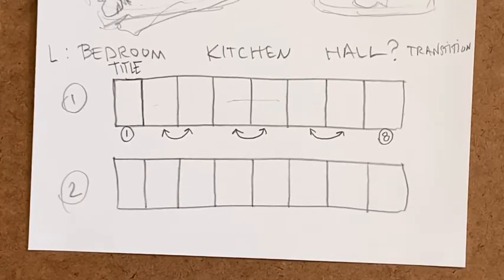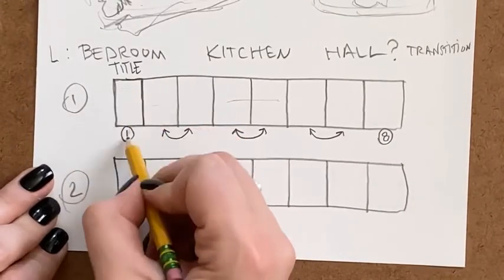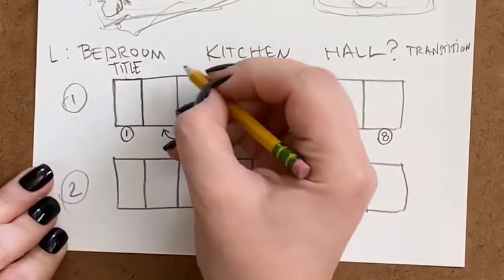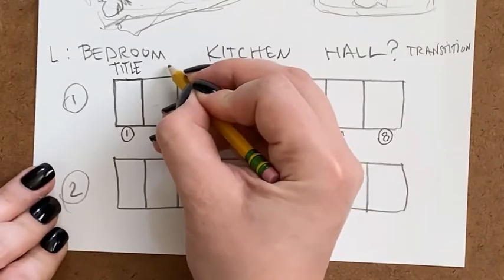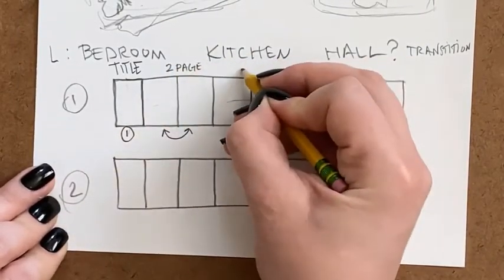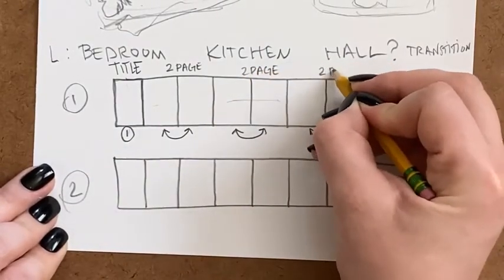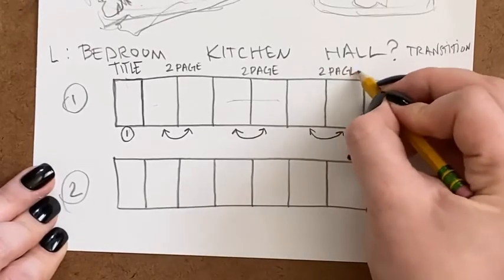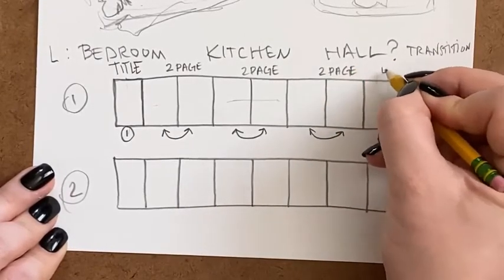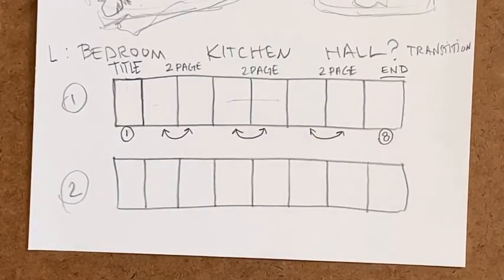All right, so now we get that the title page is a 1-page panel, and then we have a 2-page panel, and a 2-page panel, and then we have our end card. We can now start planning.